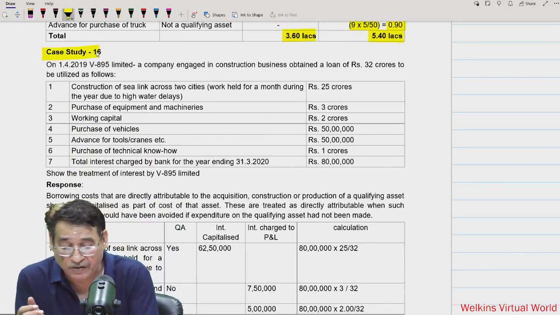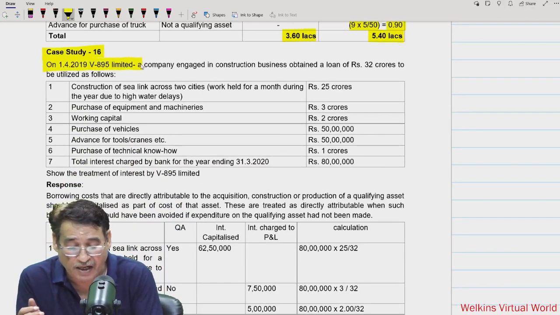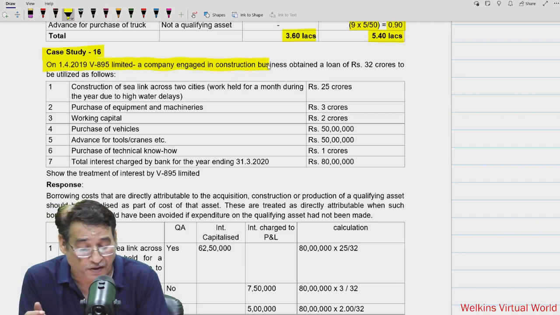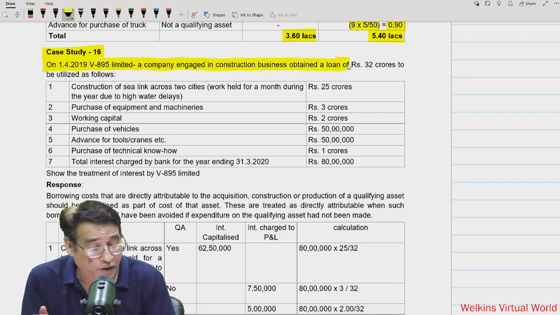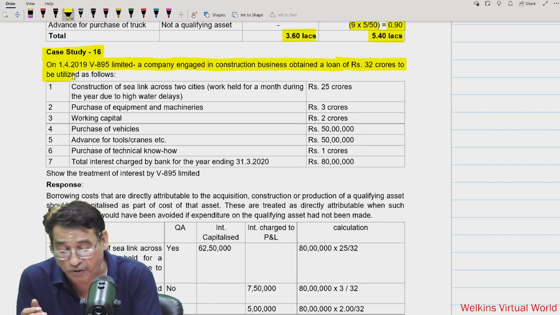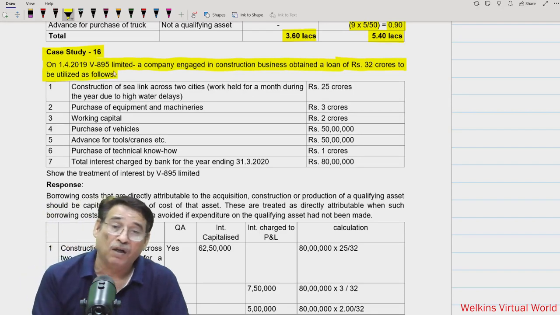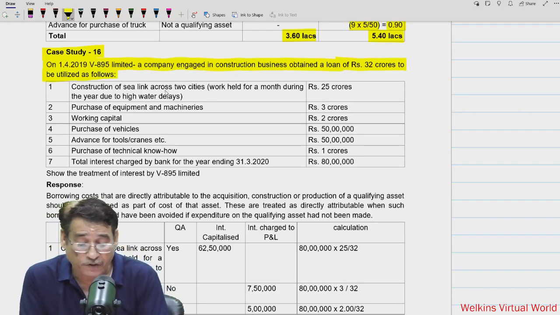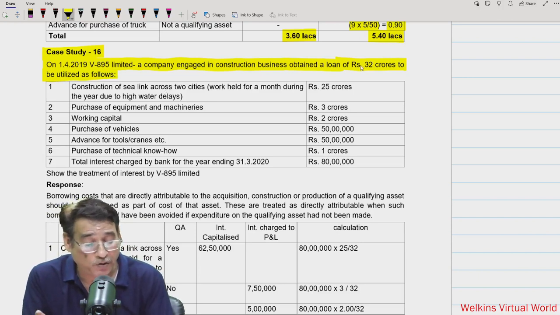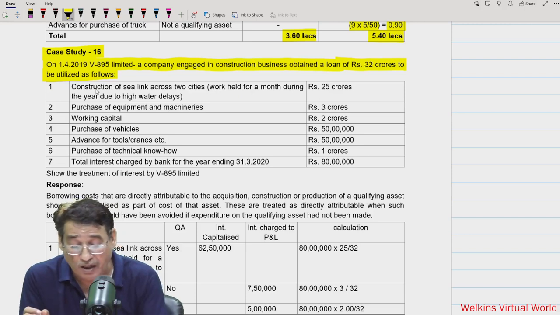Similarly, case study 16. On 1-4-2019, V895 Limited, a company engaged in construction business, obtained a loan of 32 crores to be utilized as follows. Correct? Construction of C-Link. First of all, you need to understand that it took a loan of 32 crores. Now, construction of C-Link across two cities.